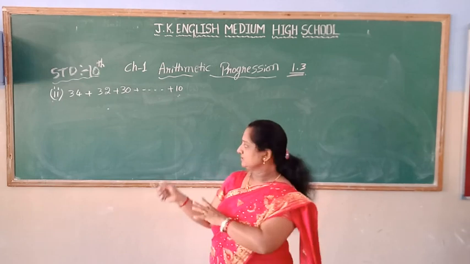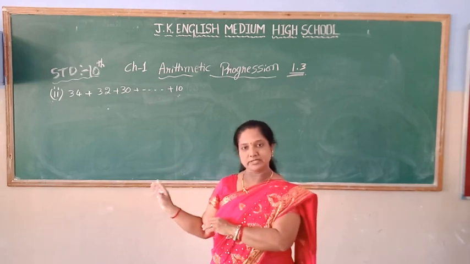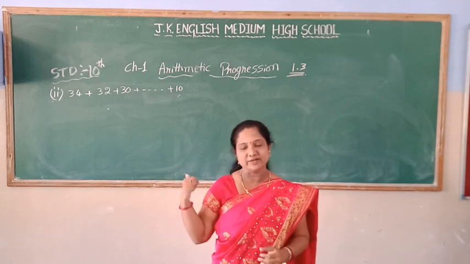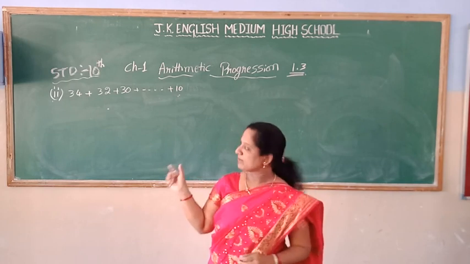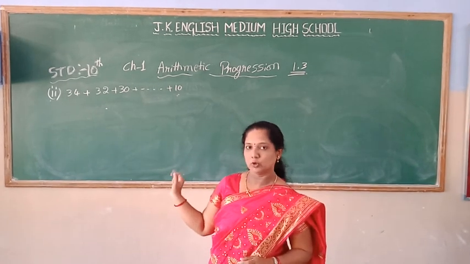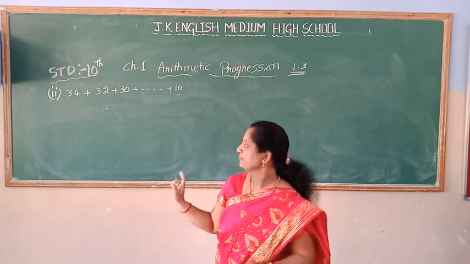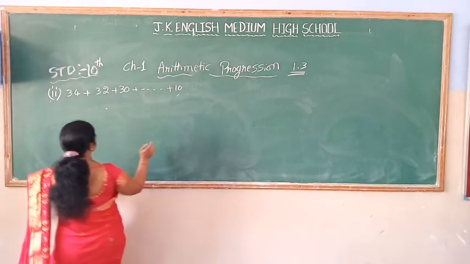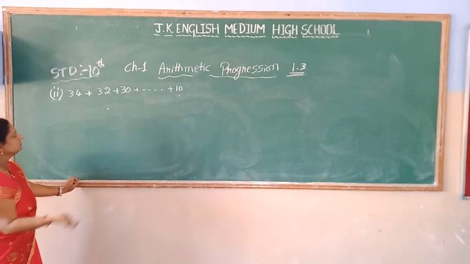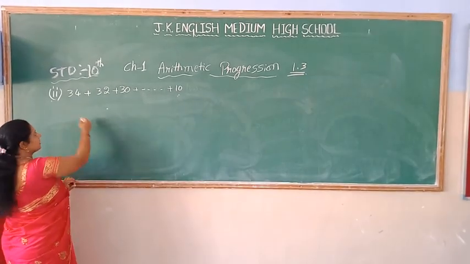Children, let us continue with the second question. The heading is the same. We have to find the sum of this AP. The terms here are whole numbers. The method is the same. When they give you a question like this, you have to understand what values are given. It's very easy, you can do the same type.